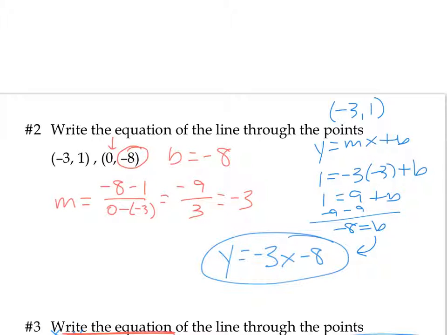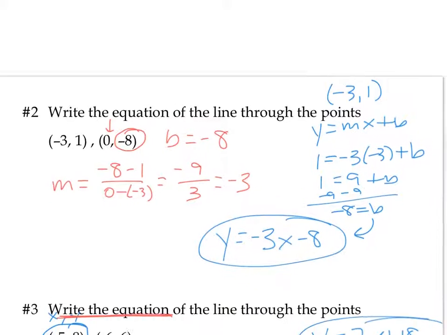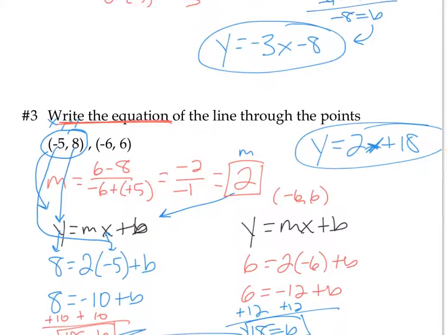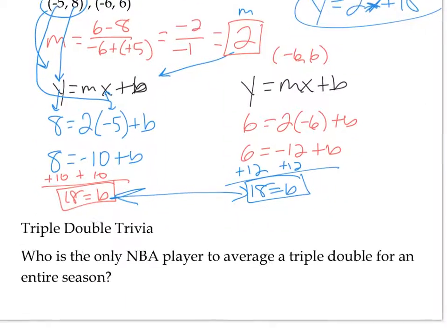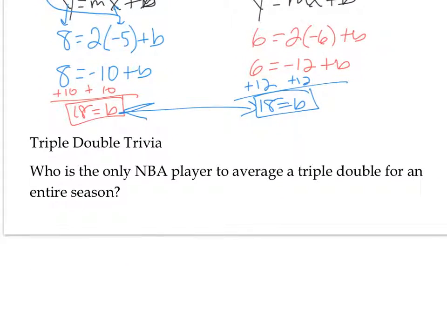So if you don't recognize that they're actually giving you the y-intercept of 0 comma negative 8, you can find the y-intercept by plugging the point in and solving for b, and you'll still get that same answer. Remember that if you're asked to write the equation, don't stop until you have a y equals mx plus b equation written.